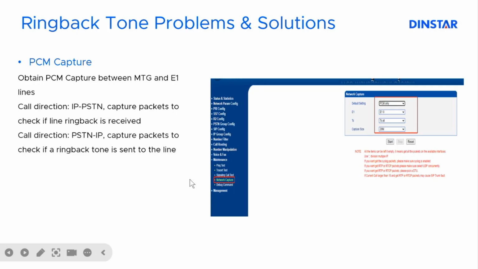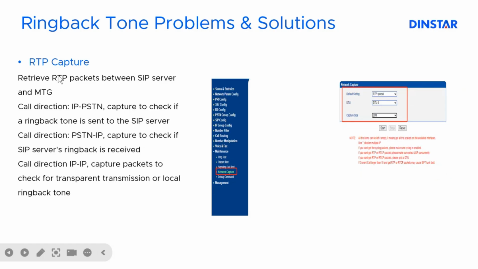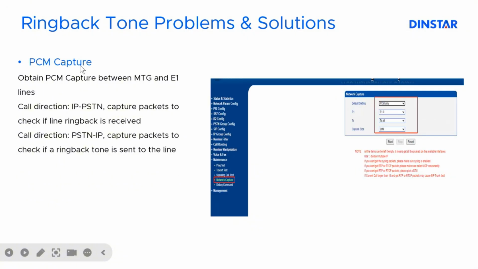PCM capture can directly view voice stream data on the E1 trunk. So we all know the PCM is the stream data of the E1 trunk, and the RTP data is the data of the network. So we need to check two ways, the RTP captures and also the PCM captures.